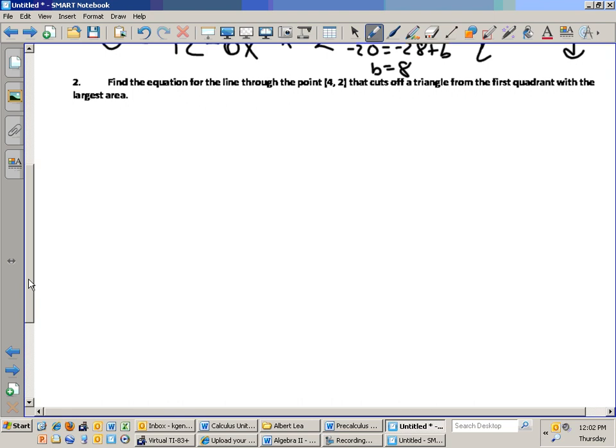Find the equation for the line, similar type of problem, but that goes through the point 4,2, that cuts off a triangle from the first quadrant with the largest area. I read this problem last night, and I was so excited I lost sleep over it. 4 minutes, so.